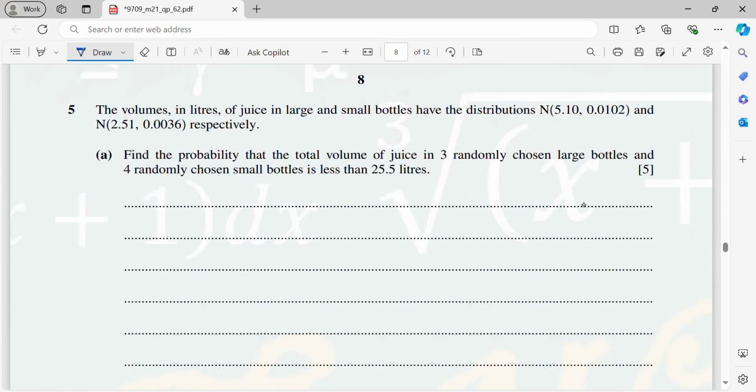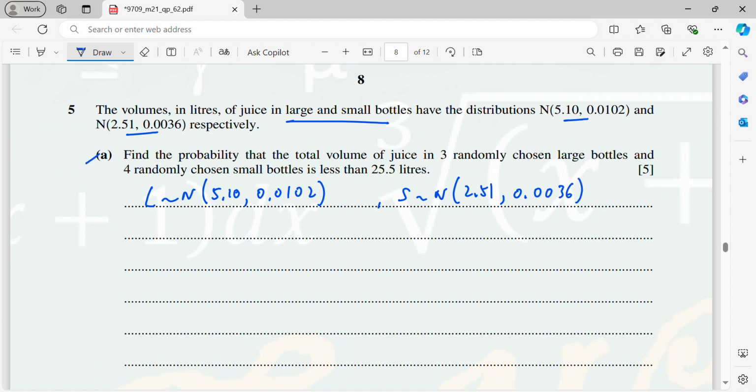For question number 5, the volumes in liters of juice in large and small bottles have two different types of distribution. Large is L, which is N(5.10, 0.0102), where this is the variance. And the small bottle S is N(2.51, 0.0036), the mean and variance. Now part A, find the probability that the total volume in 3 randomly chosen large bottles and 4 randomly chosen small bottles is less than 25.5.